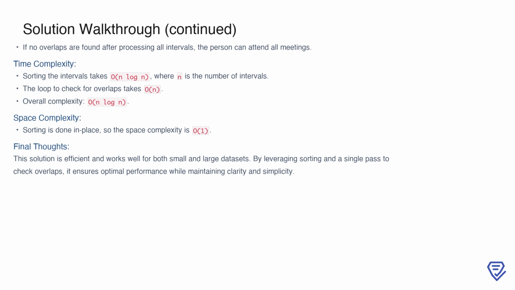The time complexity of this solution is primarily determined by the sorting step, which takes n log n for n intervals. The subsequent loop to check for overlaps runs in n time, resulting in an overall complexity of n log n.